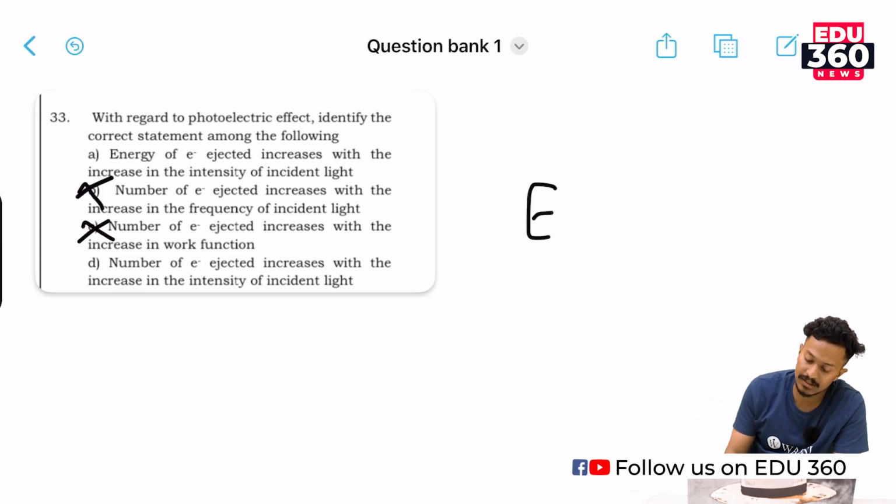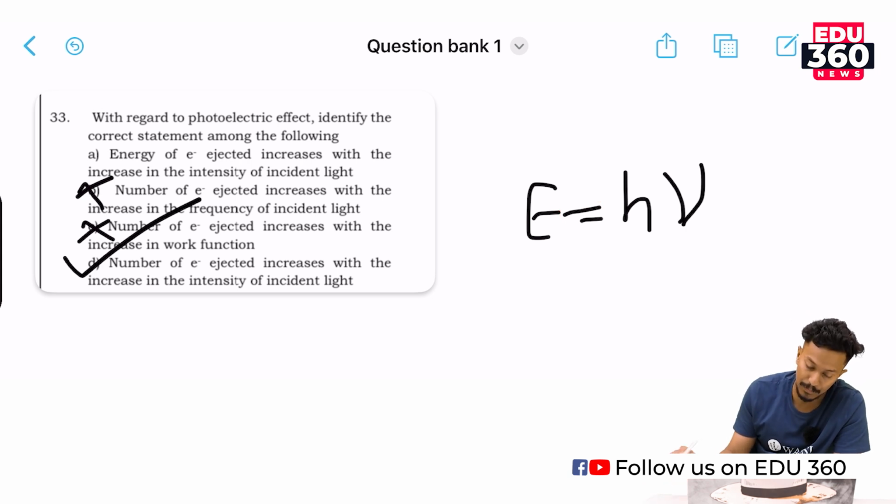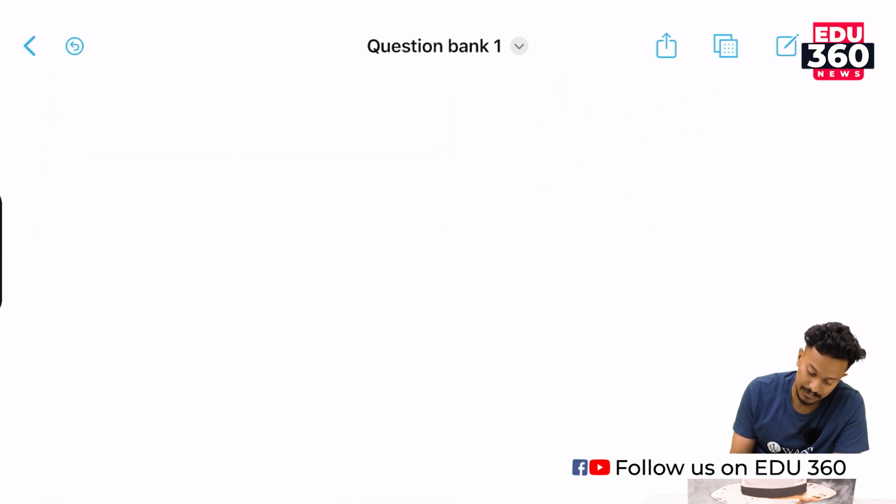This is because E is directly proportional to the intensity of light. So the correct option would be option number D. Let's have our next question.